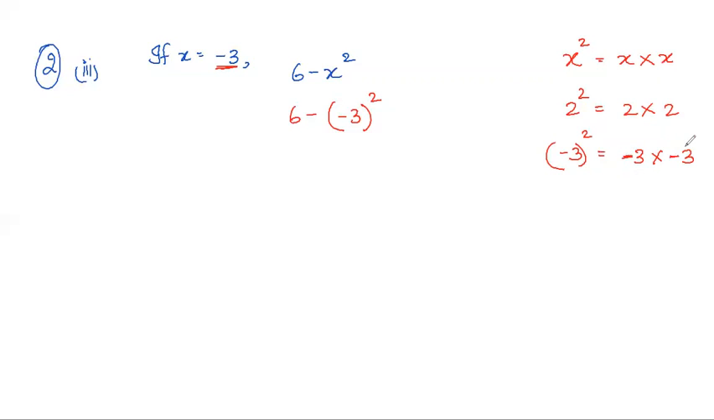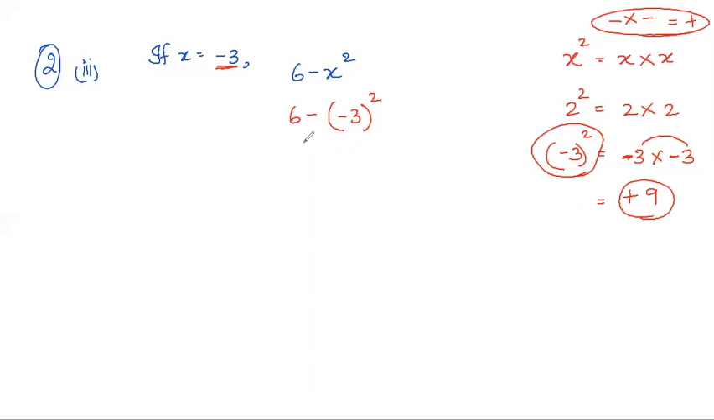Minus into minus. Negative into negative will give you positive. Keep this in mind. Okay. Negative into negative is what? It is positive. So minus into minus becomes plus. 3 into 3 becomes 9. So what is the value of minus 3 squared? It is plus 9. So I can substitute 6 minus 3 squared, which is what?